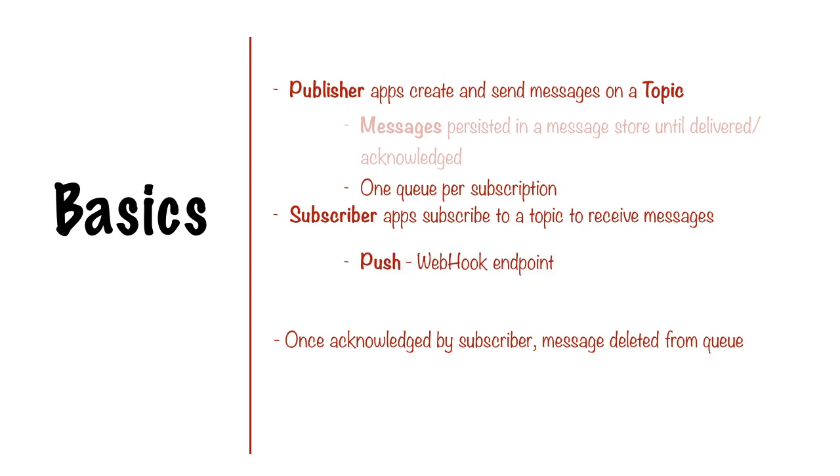Subscribers could either be push or pull subscribers. If they are push subscribers, they will use webhook endpoints in order to get the data delivered to them. Pull subscribers will fetch the data for themselves by connecting to an HTTPS endpoint.